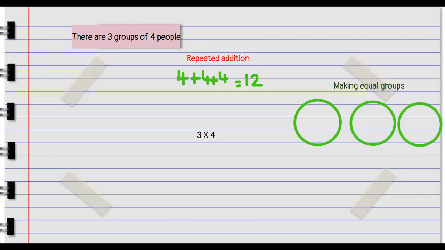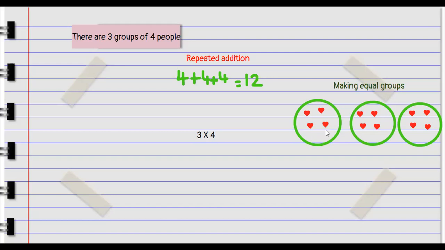Now in each group, we should put 4 people, because there are 3 groups. So the other factor is 4. So 1 person, 2 people, 3 people, 4 people. 1 person, 2 people, 3, 4. 1, 2, 3, and 4.